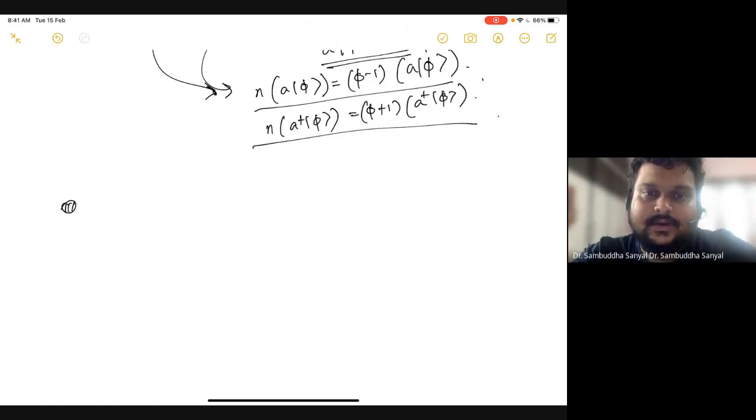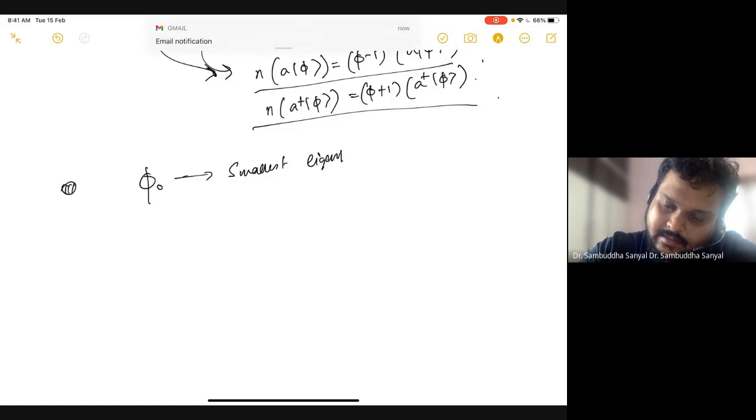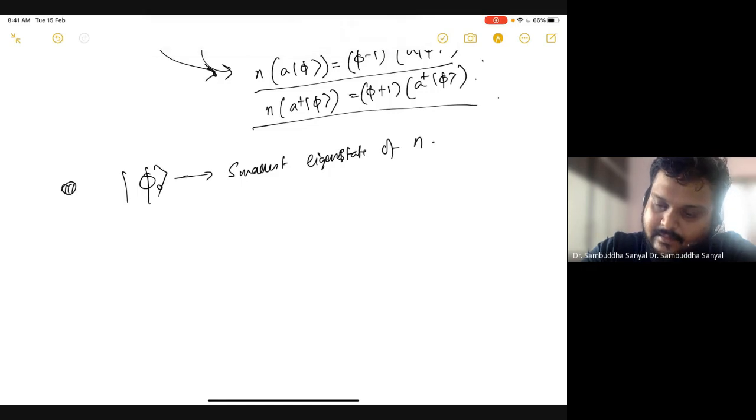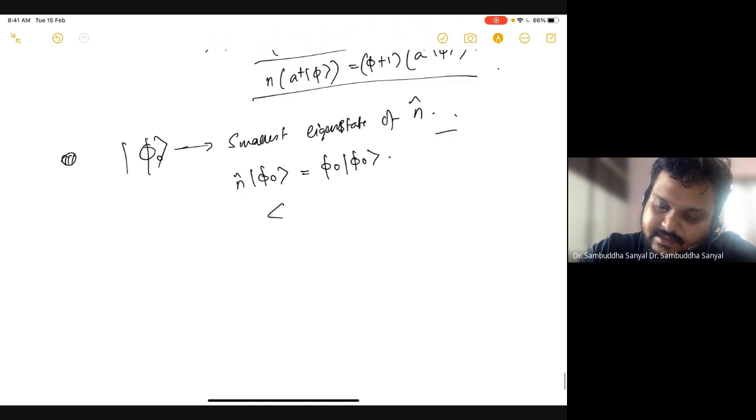Okay. So now let's try to find what the properties of the smallest eigenvalue are. Let's say I have the smallest eigenvalue phi naught, with eigenvector phi naught ket. Let's call this the smallest. It must satisfy the following. This is an argument that such an eigenstate exists.